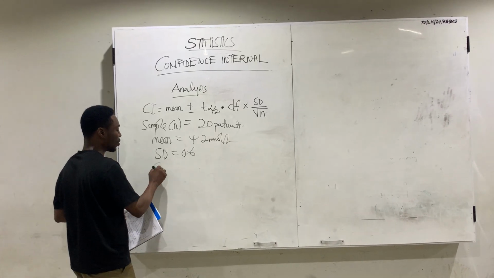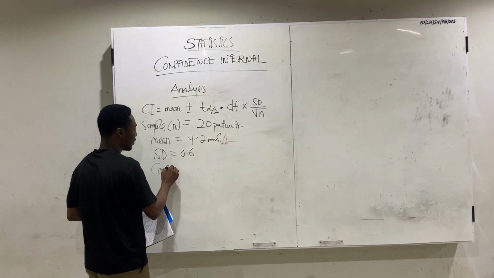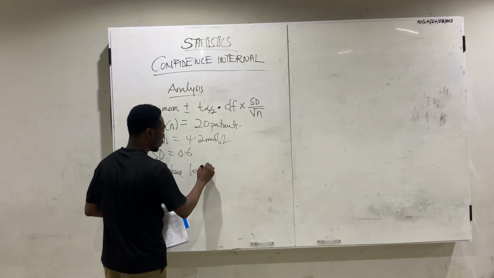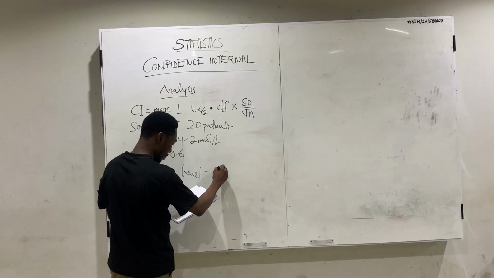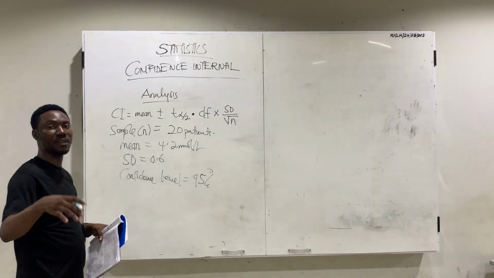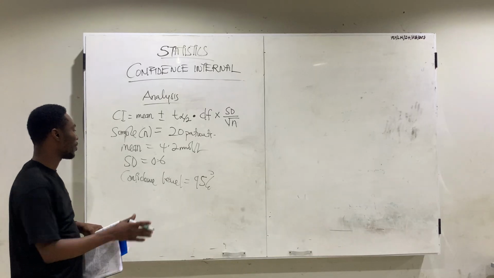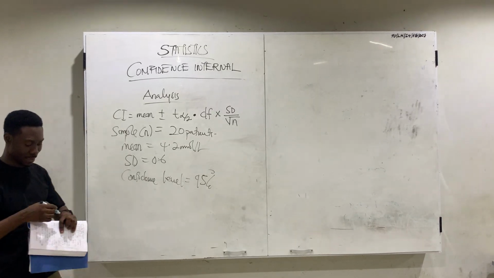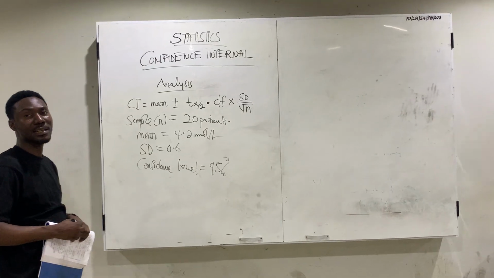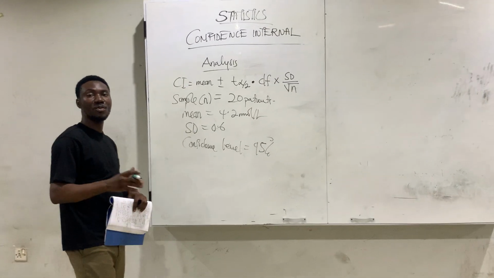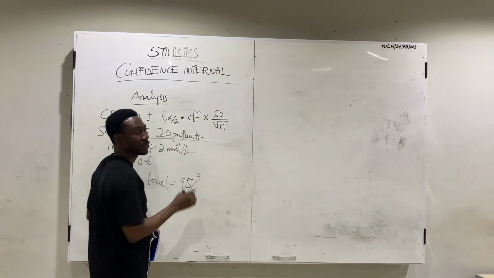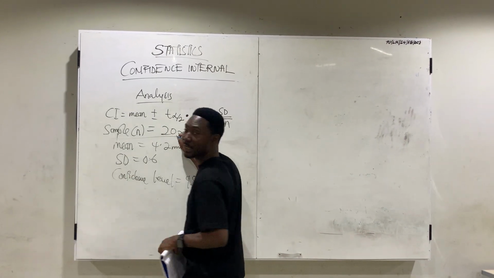So what it means is that confidence level is equal to 95%. So calculate the 95% confidence level, so a confidence interval of the mean. So this is it. So I told you that anytime we give you a question like this, the first thing you have to do is look out for the sample. You see here the sample is 20.